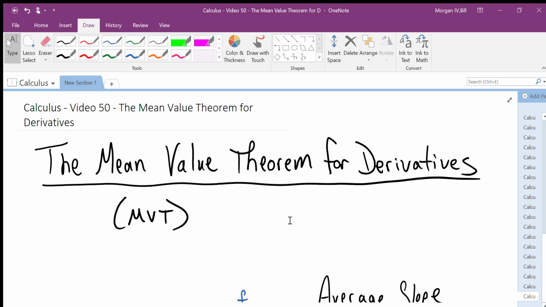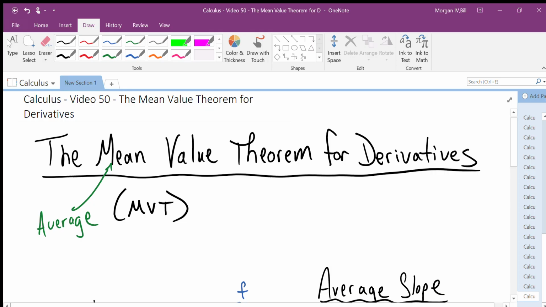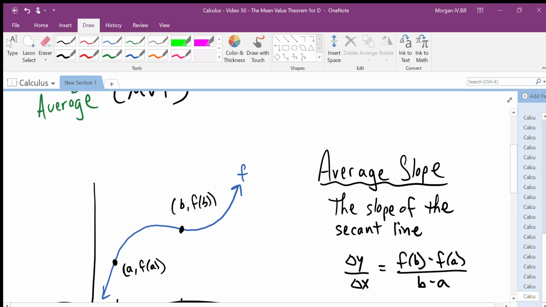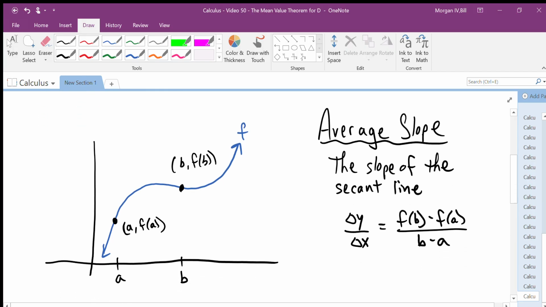And when you think about the word mean here, you should be thinking about average, right? Kind of that mean meaning the average, or the average value theorem for derivatives. The average value theorem, or the mean value theorem for derivatives, says this. Go ahead and pause the video and draw the curve that we have here.